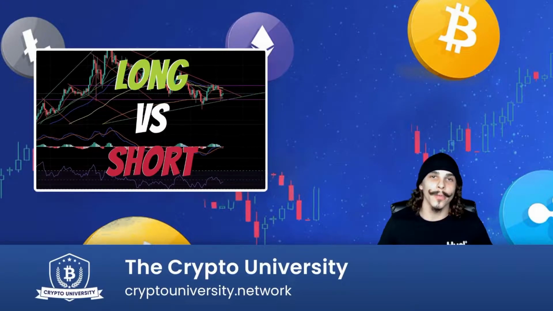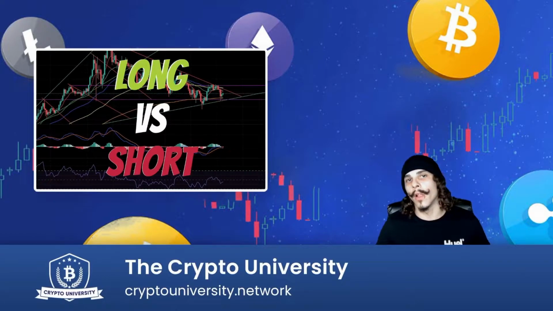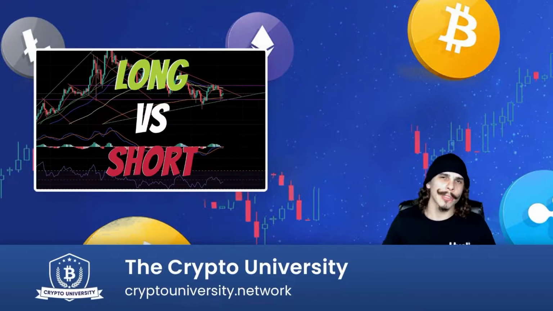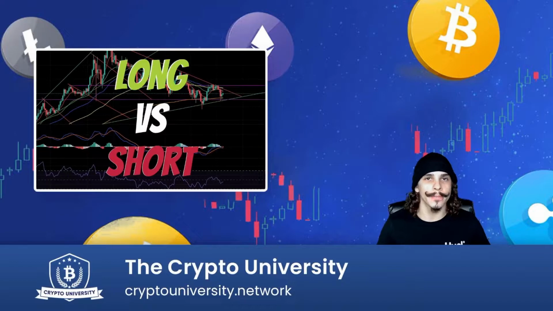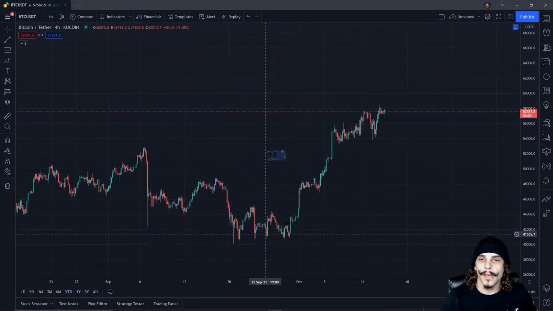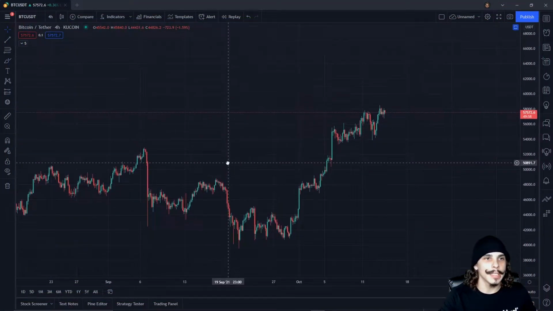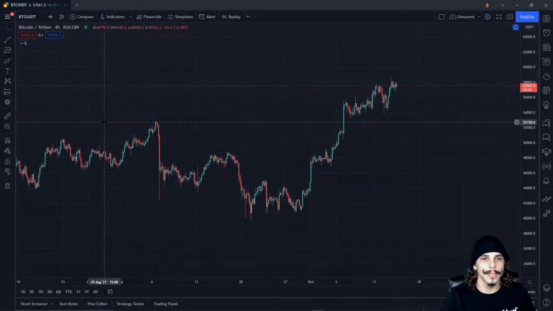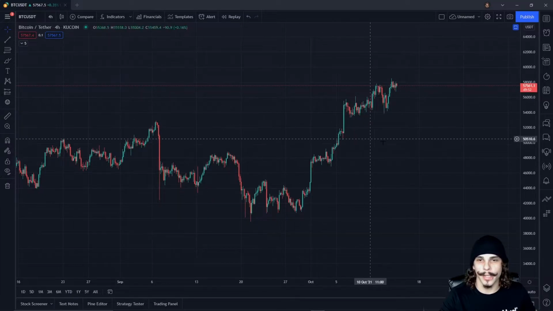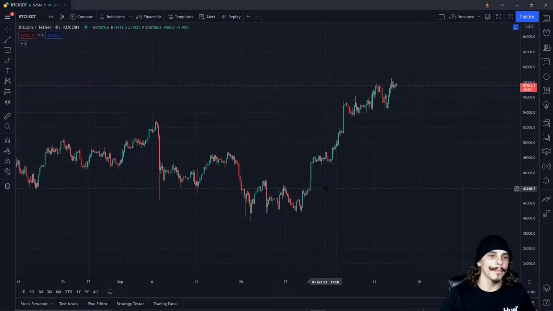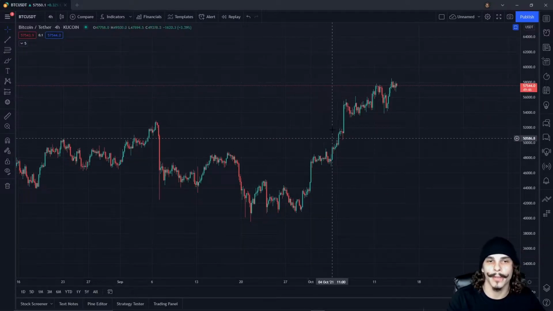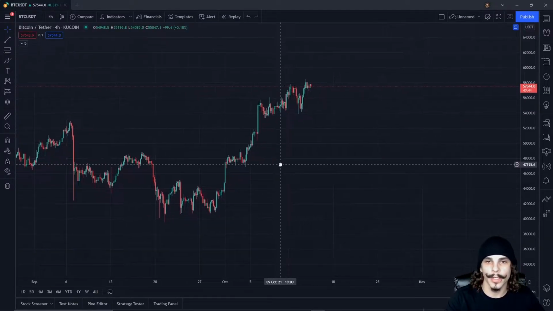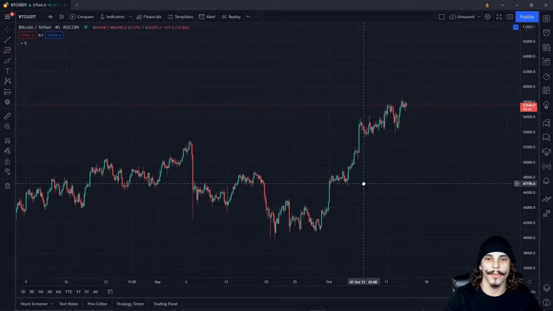In this video, we're going to be talking to you about long versus short. What's the difference between going long and going short? Let's talk about it. Alright, so here we have BTC USDT on a 4-hour chart on KuCoin. This doesn't have any fancy indicators or anything like that. Don't want to confuse you too much in this video. We're basically going to be talking about long versus short. So I'm going to be looking at this coin pair and we're going to decide.